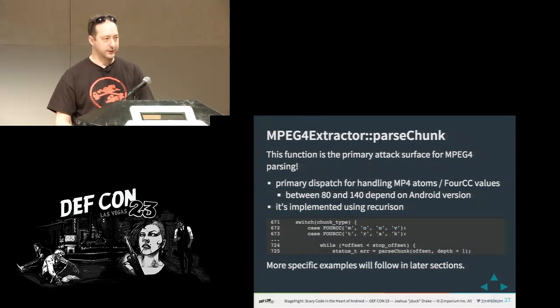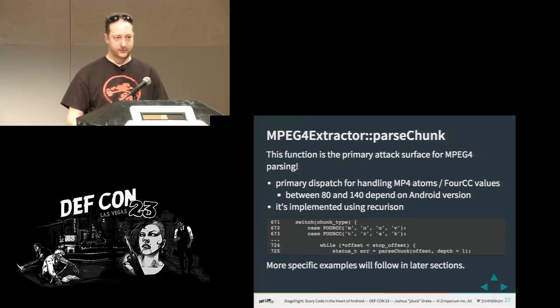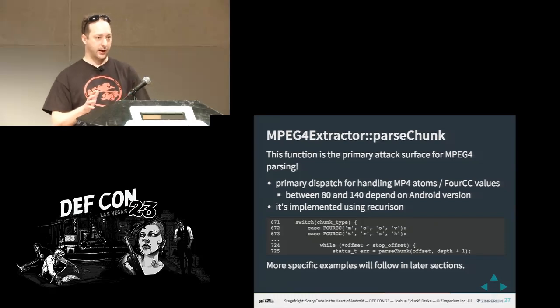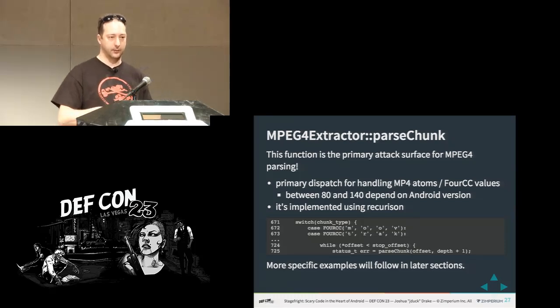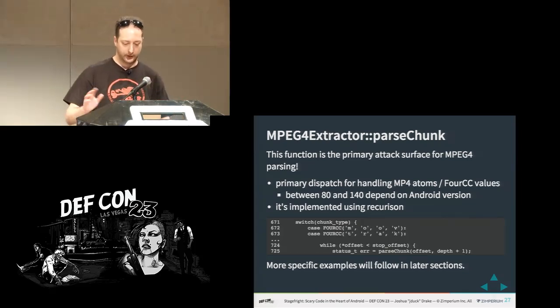The parse chunk function is the primary attack surface inside Stagefright's MP4 parsing code. It's a recursive function, so when it sees an atom that's supposed to have more atoms inside of it, and when I say atom, I'm talking about a tag, length, data piece of the file. I think they actually put it length, tag, data, but anyway, that's what it is.